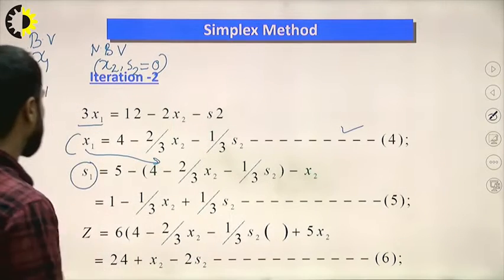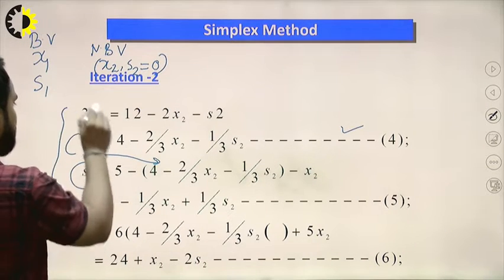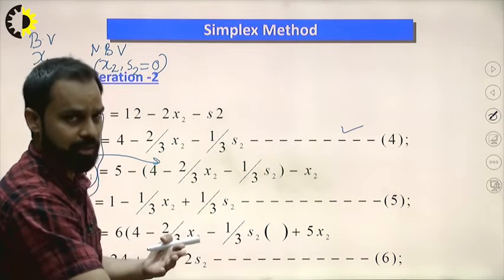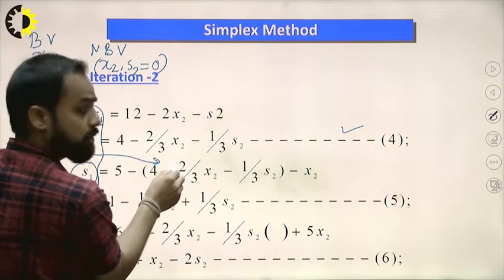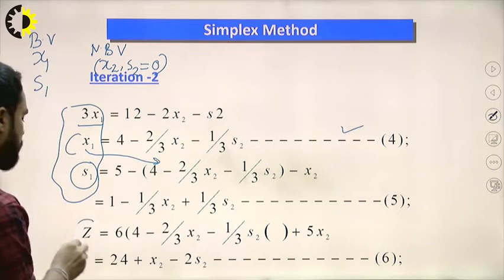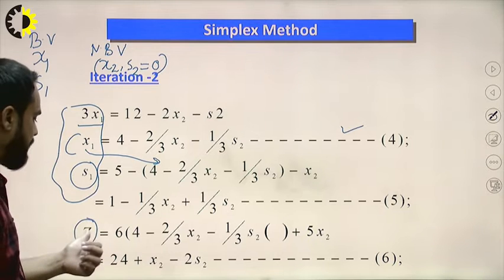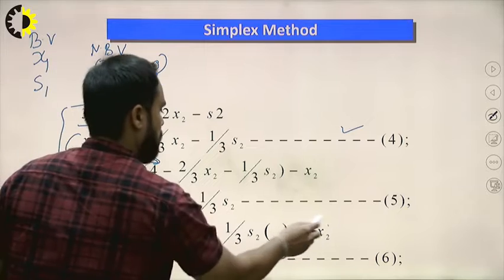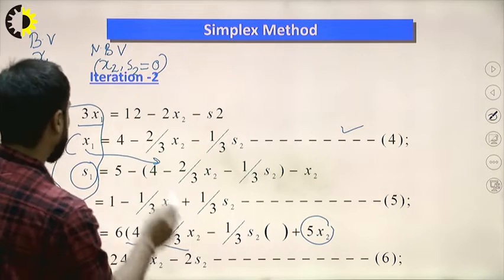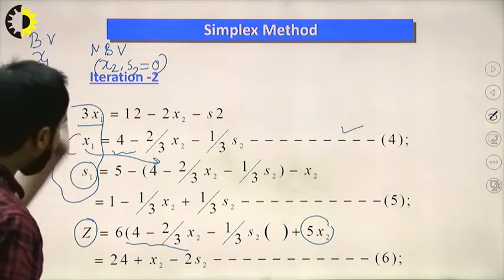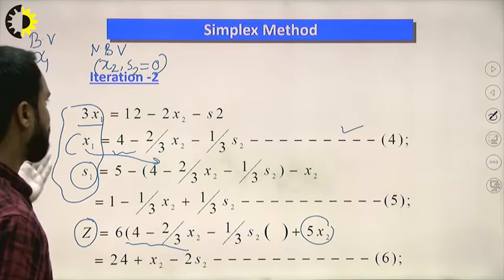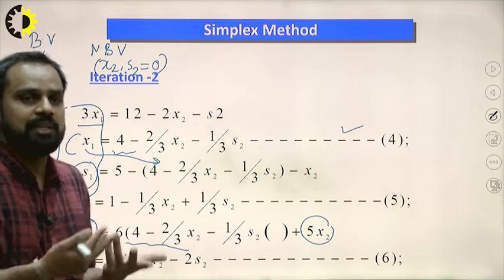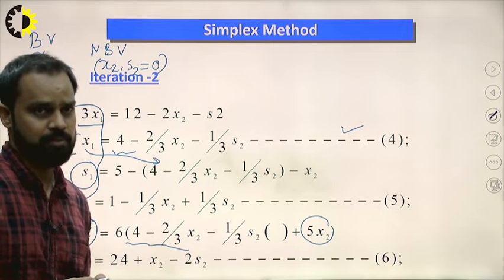In this equation, because we are calculating basic variables, the left hand side should be basic variables, and the right hand side must be entirely non-basic variables. That's why I put the x1 value in this equation as well as in the z equation. In the last one, the z equation is 6x1 plus 5x2. In place of x1 I put this value, so that the entire left hand side represents basic variables and the entire right hand side represents non-basic variables, so that I am easily able to calculate the value of the basic variables.